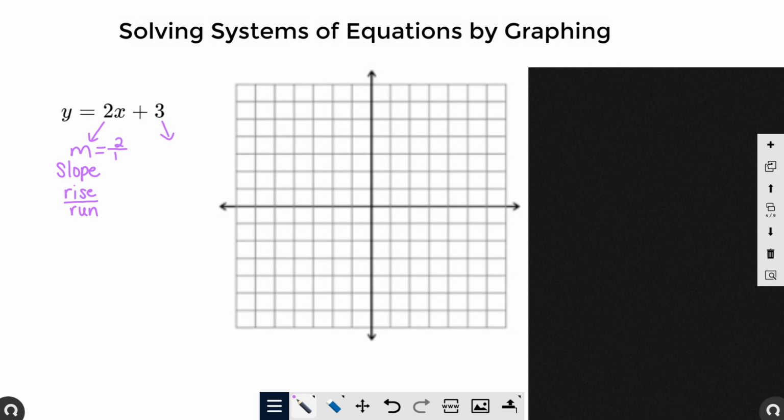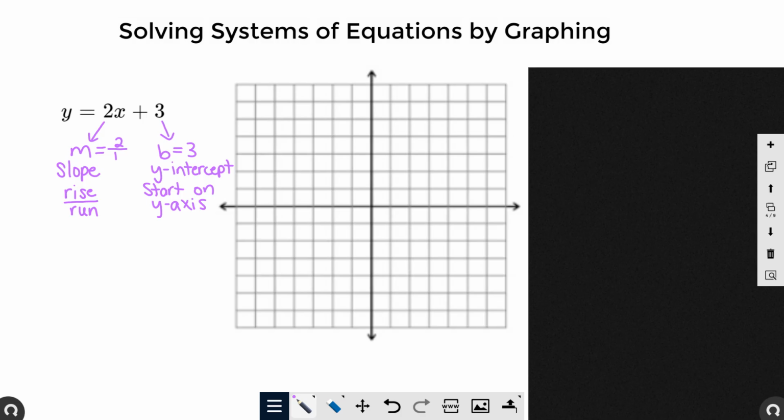Then this number, this 3, is called our y-intercept, and it's the b. So b equals 3, which is also our y-intercept, which is where we start on that y-axis. So we always start with b. It's the y-intercept. We start there on our y-axis. Then we use our slope to make more points. So which one's our y-axis? The one going up and down.